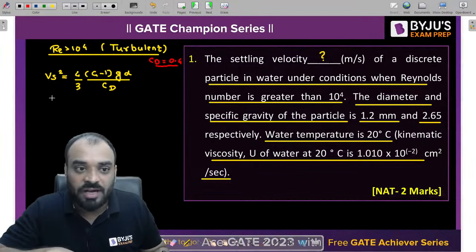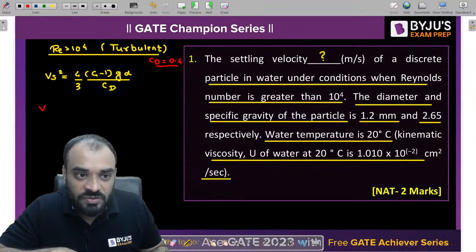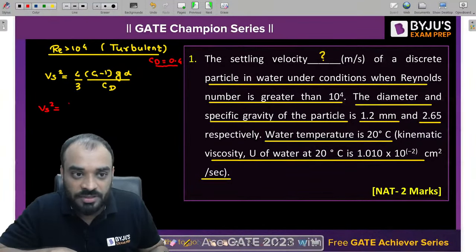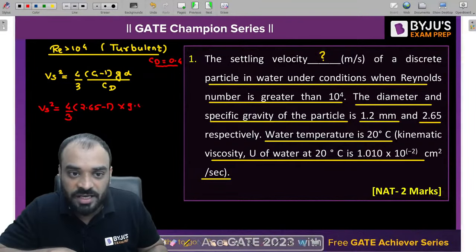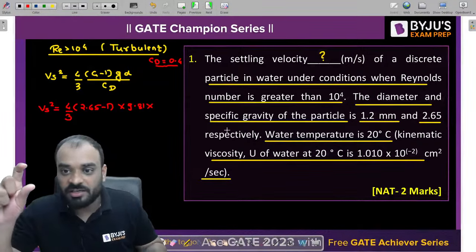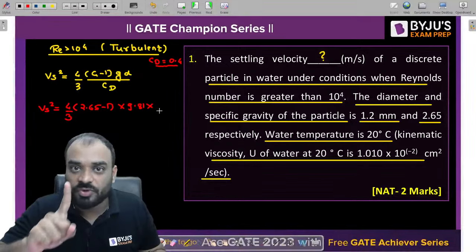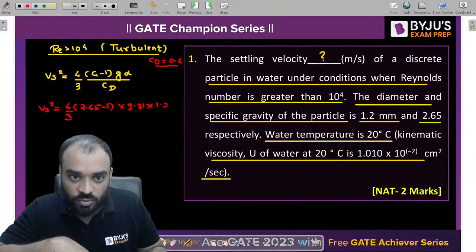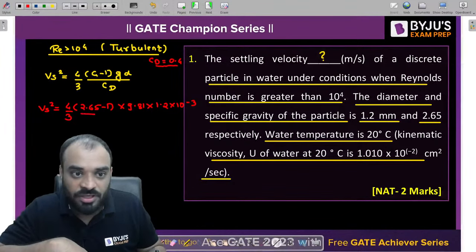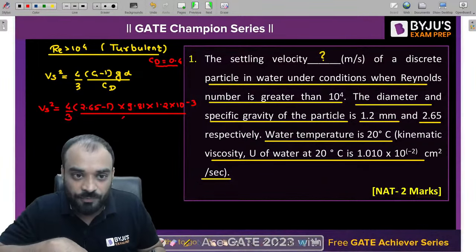So let's put the values and get the answer. Vs square is equal to 4 by 3 into (G minus 1), where G is 2.65, so 2.65 minus 1, into small g, 9.81. The diameter of the particle is 1.2 mm, which you need to convert into meters first, so 1.2 into 10 raised to power minus 3. Let's put the drag coefficient over here: CD is equal to 0.4.